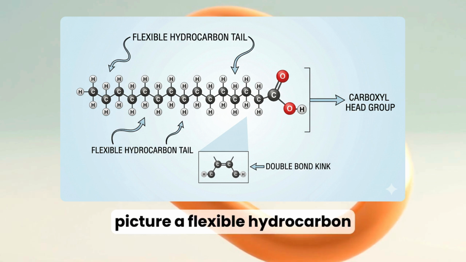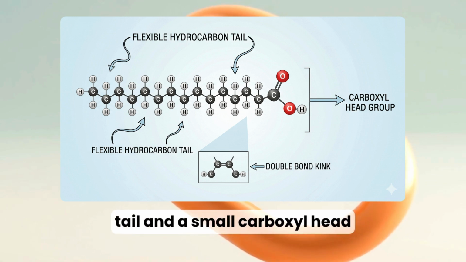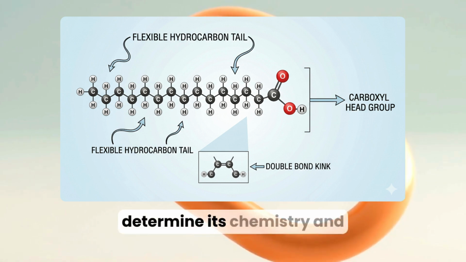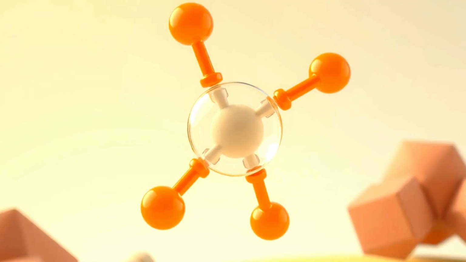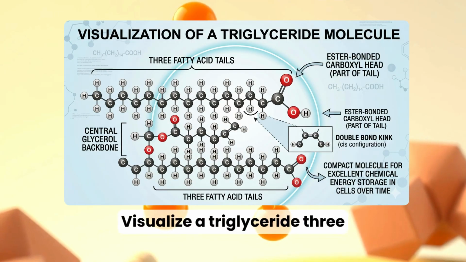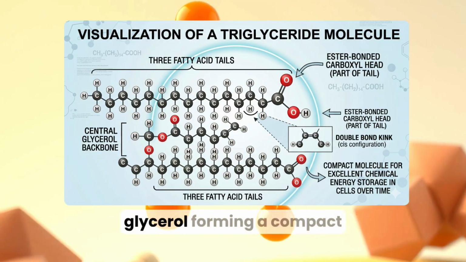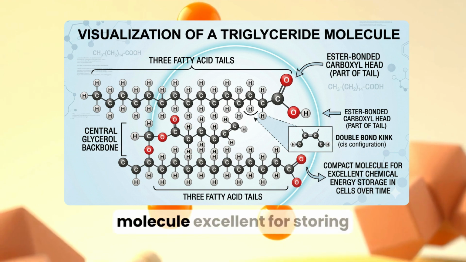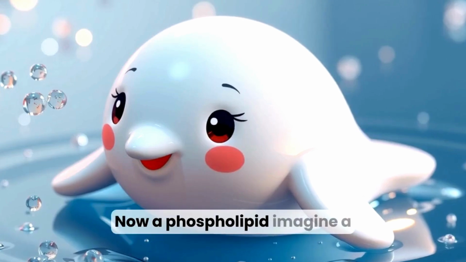Let's animate a fatty acid. Picture a flexible hydrocarbon tail and a small carboxyl head. Its length and double bonds determine its chemistry and shape. Visualize a triglyceride: three tails sprouting from a central glycerol, forming a compact molecule excellent for storing chemical energy in cells over time. Now a phospholipid.